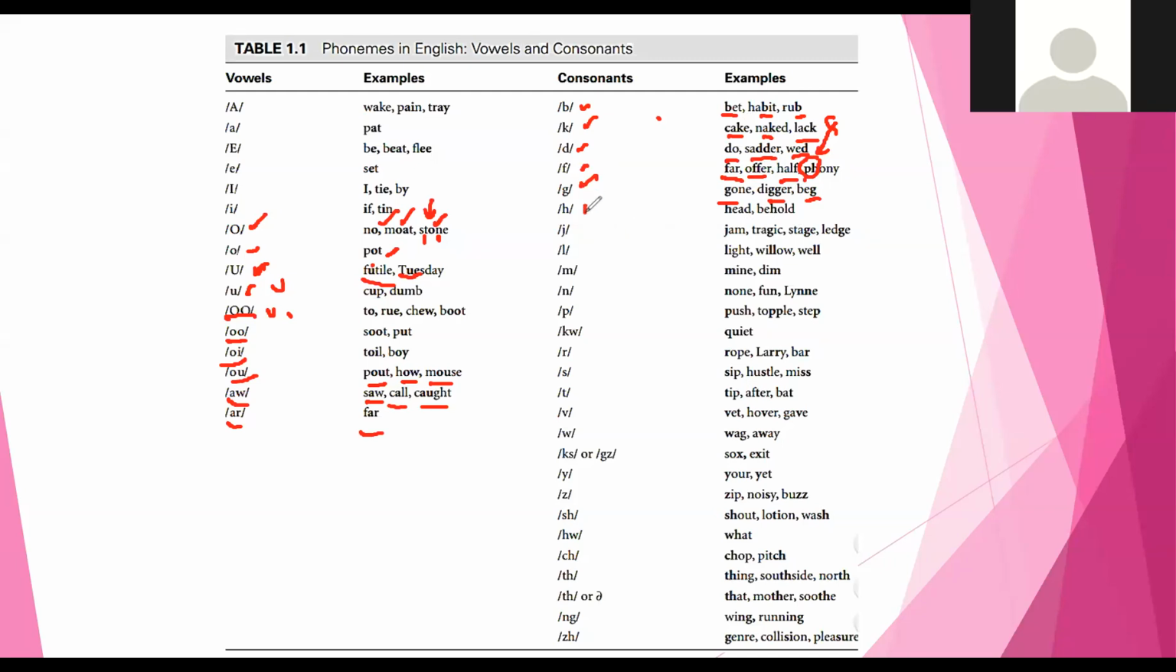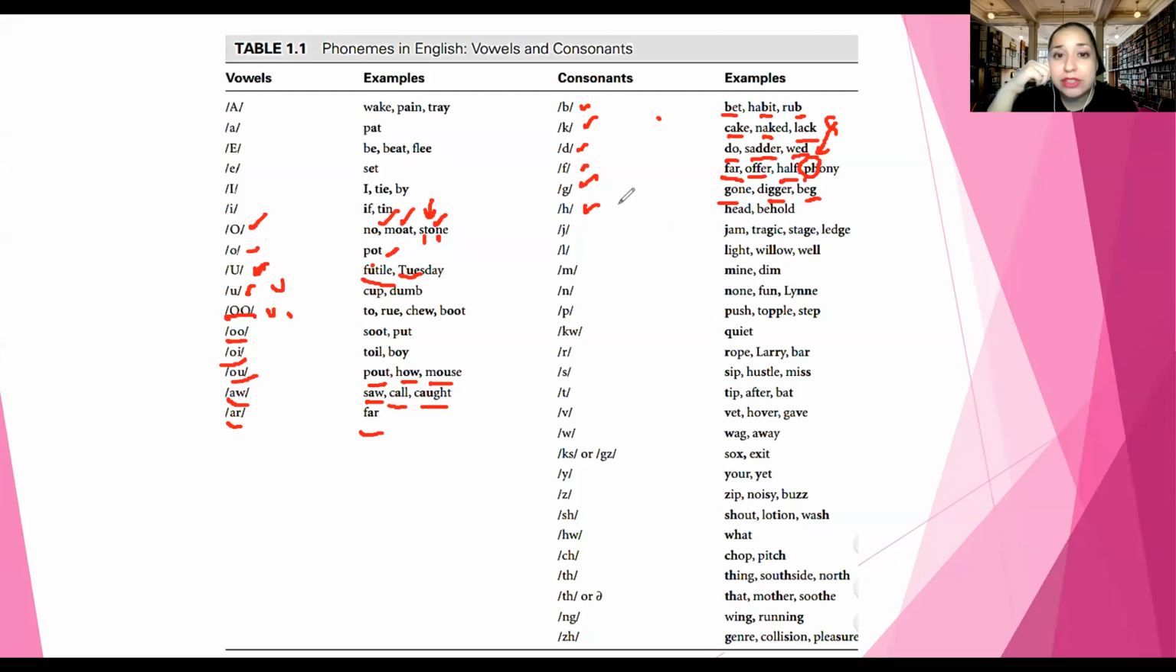With H, the sound is similar to the Spanish G, but not as strong as G. It's more soft. Ha, ha, ha, ha, like head, behold. Are you following? Hopefully.